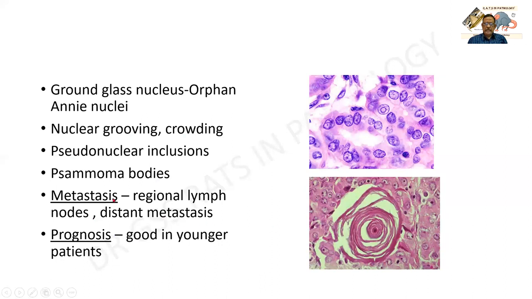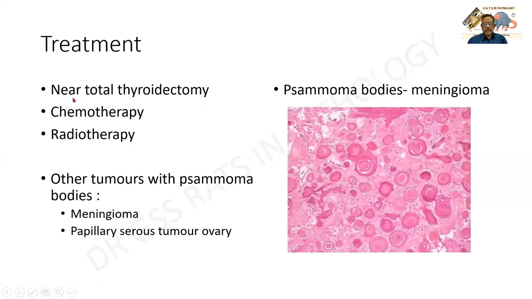The tumor can metastasize to the regional lymph nodes, or sometimes there can be distant metastasis. Generally, compared to the follicular counterpart, it has got a better prognosis, particularly in younger patients. The treatment for it will be near total thyroidectomy, chemotherapy, and radiotherapy.